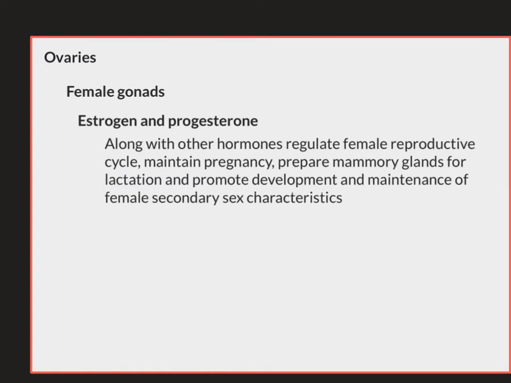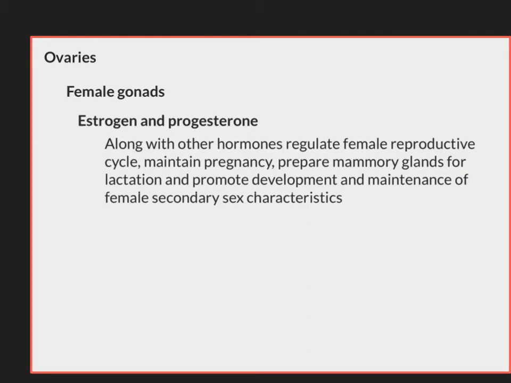The ovaries are the female gonads. They are paired organs that are located in the female pelvic cavity and produce the female sex hormones, estrogens and progesterone. Estrogens and progesterone, along with other gonadotropic hormones of the anterior pituitary, regulate the female reproductive cycle, maintain pregnancy, prepare mammary glands for lactation, and promote development and maintenance of female secondary sex characteristics.